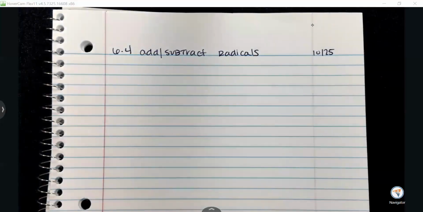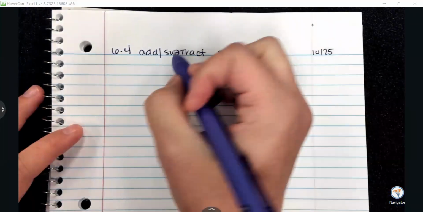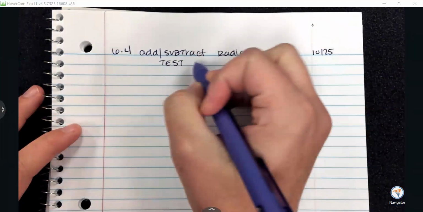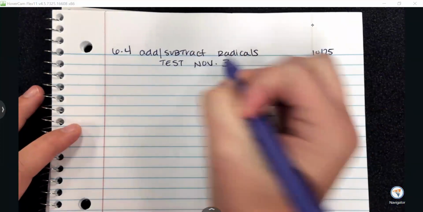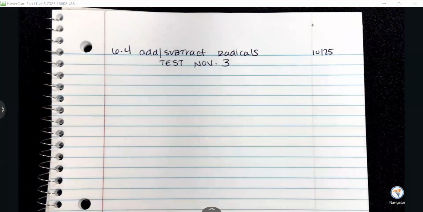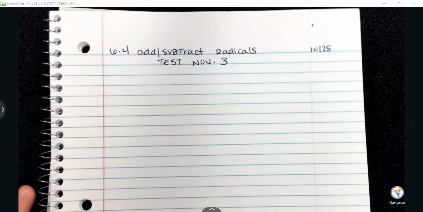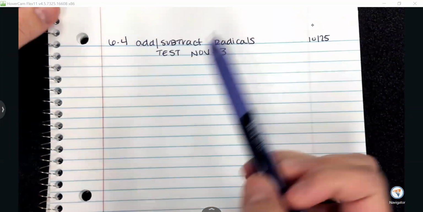All right, 6.4 is add and subtract radicals. Your test is on November 3rd. We have 6.4, 6.5, and 6.6 before your test. So this test has a lot of information on it, okay? Today we are adding and subtracting radicals.